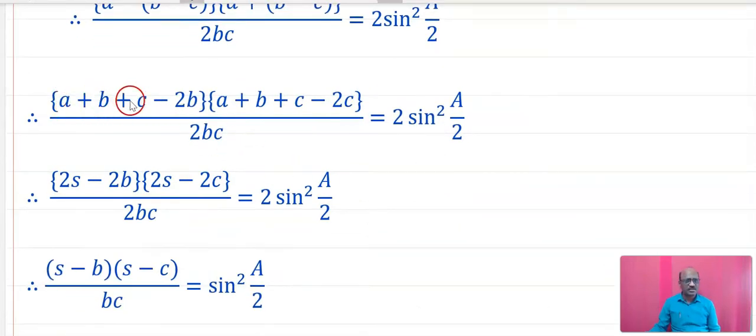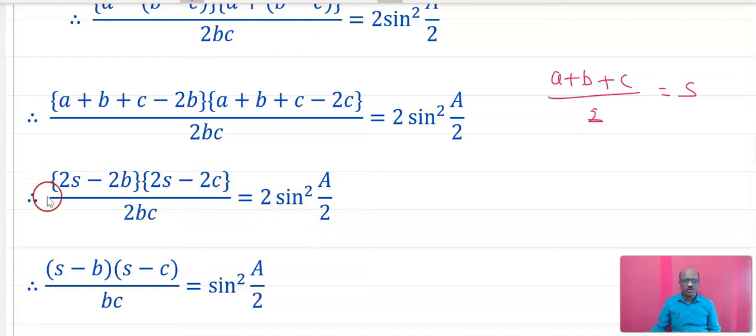That is the semi perimeter. Means what? a plus b plus c, divided by 2, is equal to s. Therefore a plus b plus c is equal to 2s. So in the first bracket 2s minus 2c, in the second bracket 2s minus 2b, upon 2bc is equal to 2 sin square A by 2.